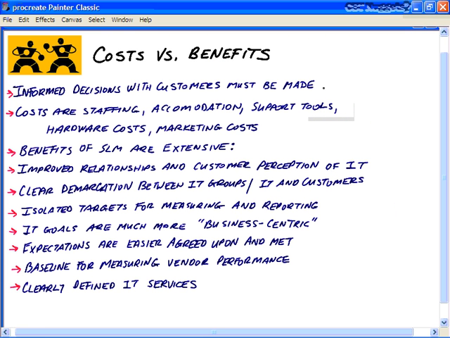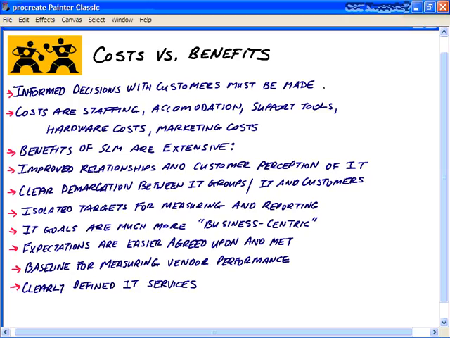Obviously, service level management is one of those things that's going to be very particular to your organization or your business type. But that being said, there are some costs to take into consideration before you put together your service level management solution, as well as, of course, many benefits to following the ITIL recommendations. First of all, as far as costs are concerned, realize that a lot of research has to be done in advance. A lot of informed decisions with customers must be made.